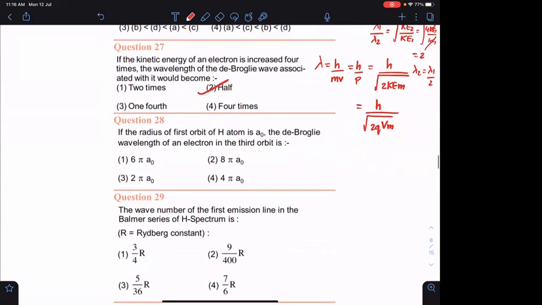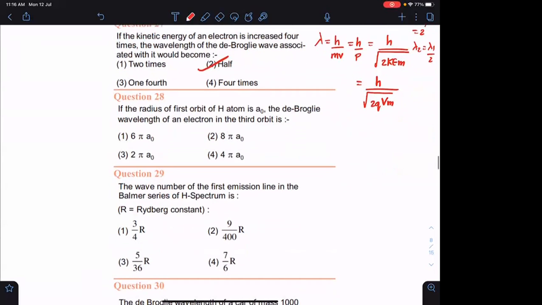Question number 28. Same question we have discussed in the classroom as well. If the radius of first orbit is a0, the de Broglie wavelength of the electron in the third orbit. In the third orbit, the number of waves formed by the electron are 3. Everyone please answer 3.